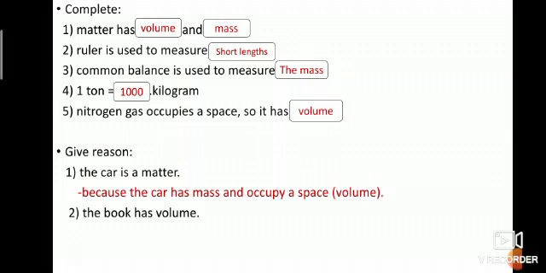The second question, the book has volume. Give reason. Why does the book have volume? Because it occupies space.